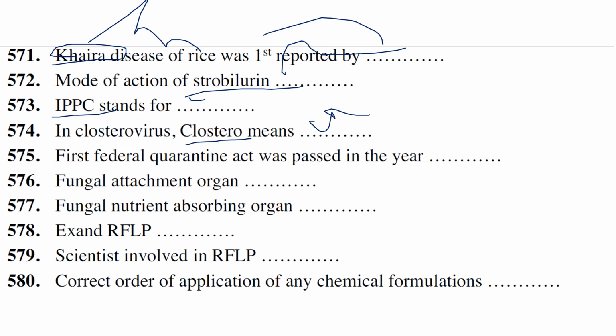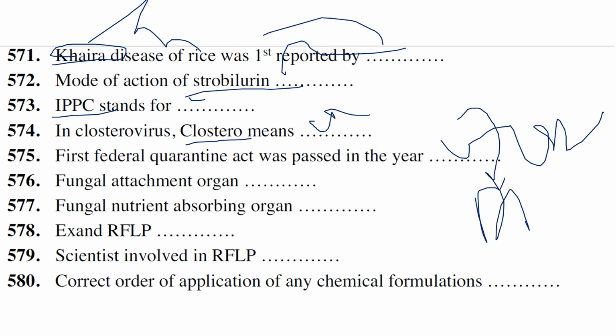Clostero means thread-like. The first federal quarantine act was passed in the year. Generally, the first federal quarantine act was passed in the USA in 1912. The same kind of act was passed in India with the name DIP Act, Destructive Insects and Pests Act, in the year 1914. Fungal attachment organ is called appressorium. Nutrient absorbing organ is called haustoria.